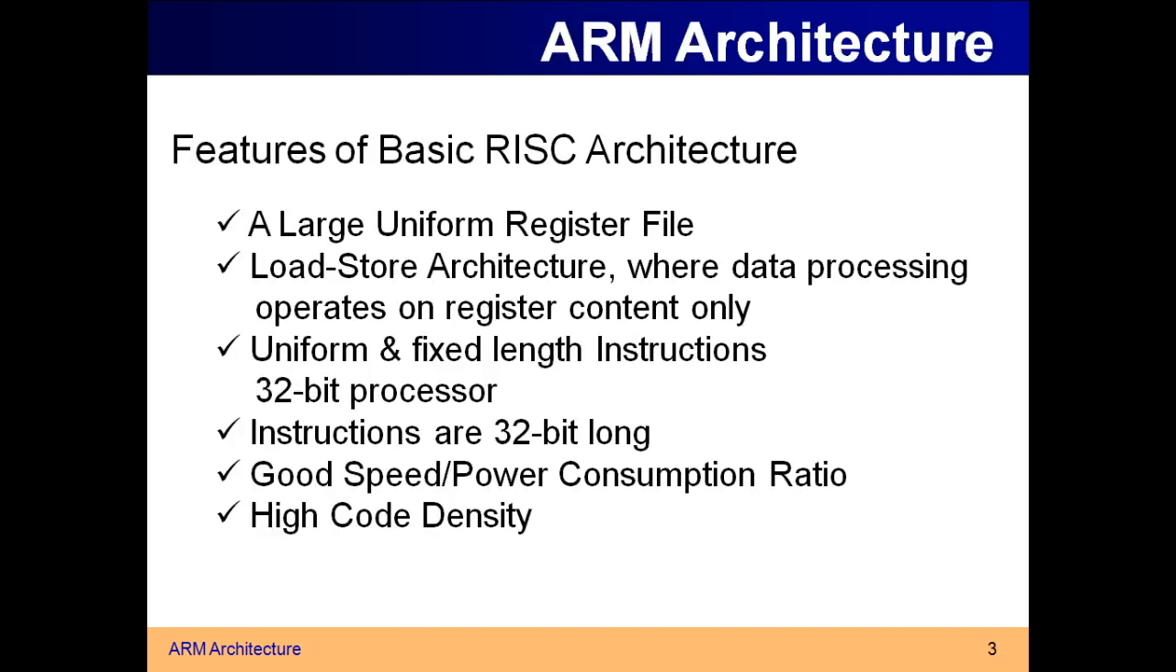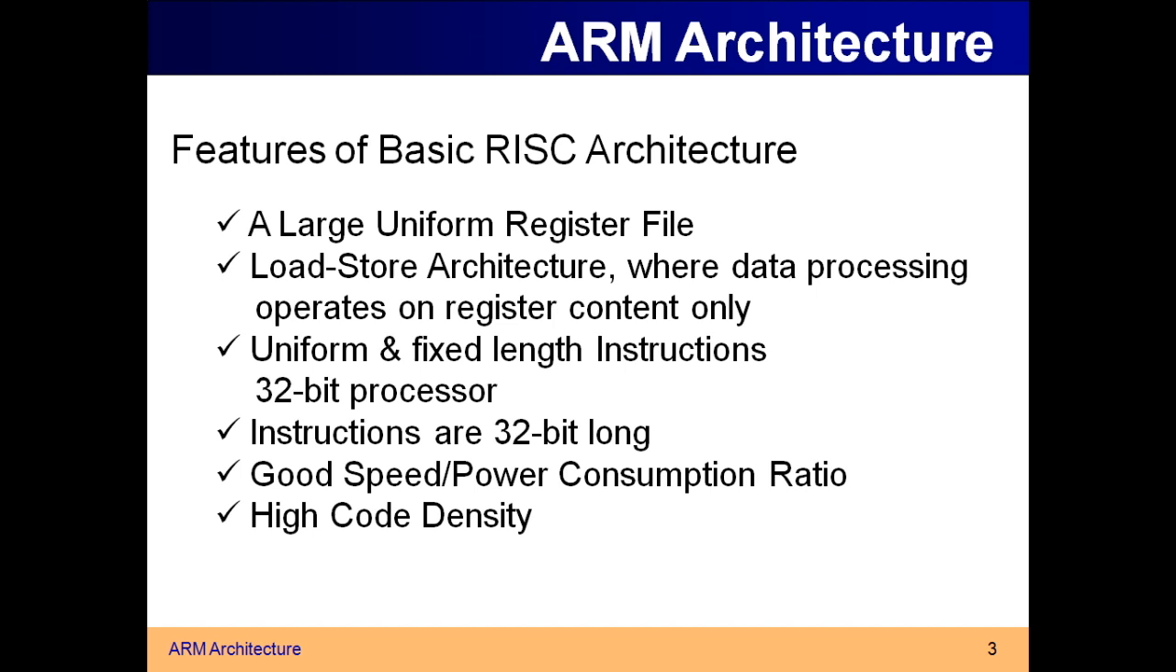Then what are the basic features of RISC machines? First feature is that it will have a large uniform register file. Register file means a collection of registers. What do you mean by collection of registers? It is nothing but a memory. A memory is nothing but a collection of registers. What do you mean by register? A register is a collection of flip-flops. The basic unit of memory is the flip-flop. When you take a few flip-flops together, you get a register. When you combine a few registers together, you get a memory or a register file.